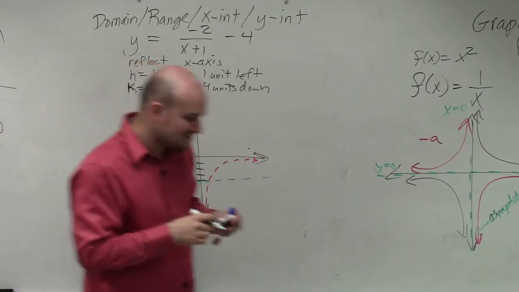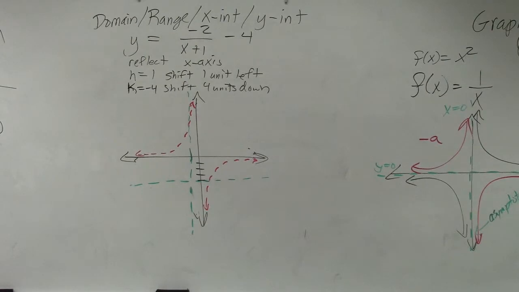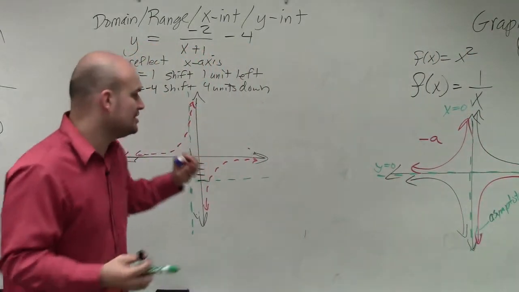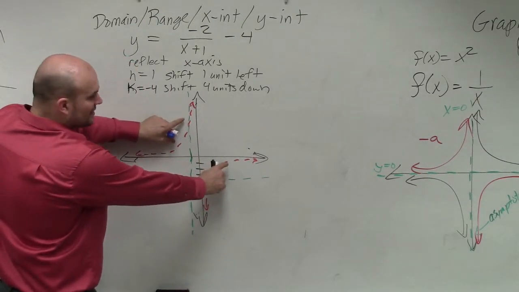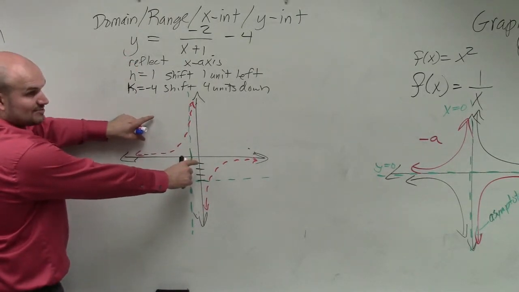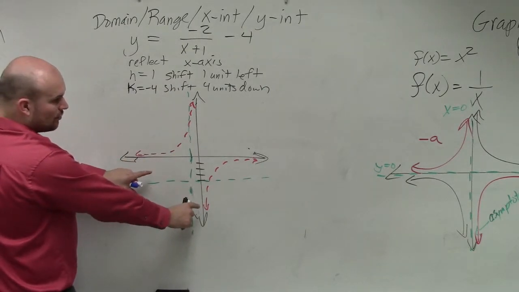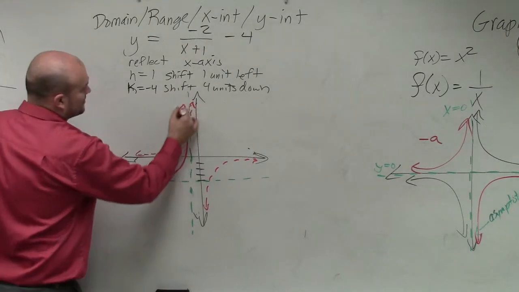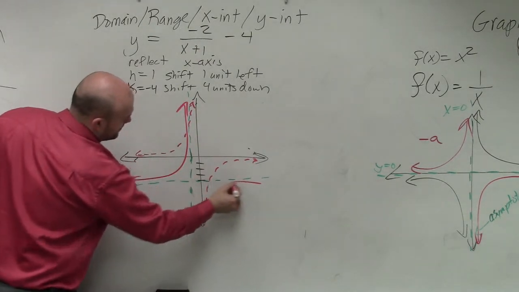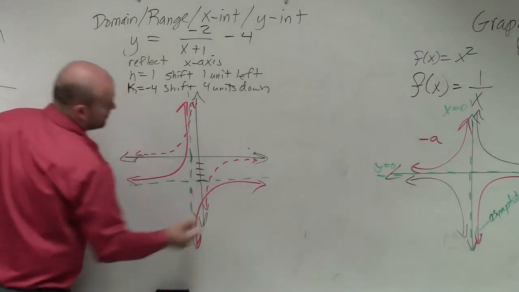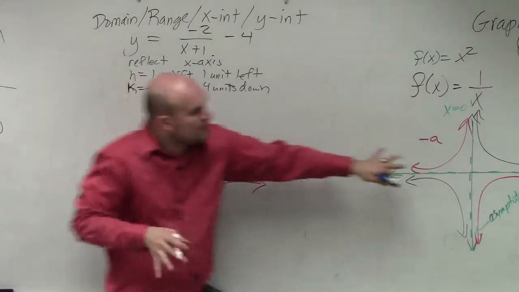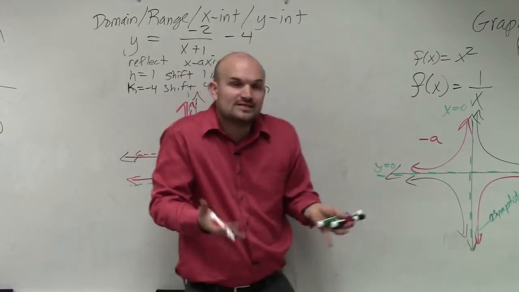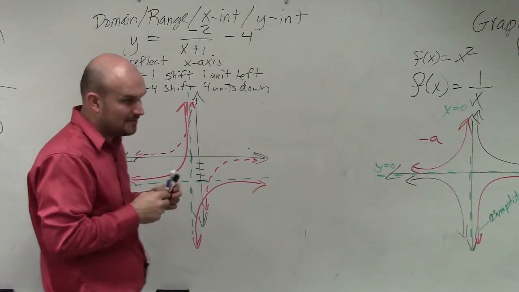What I want you guys to see is that originally I graphed the red ones just with the reflection, without shifting. Now I'm going to take this red graph and shift it so it matches the vertical asymptote, and then shift it down so it matches the horizontal asymptote. And when I do that, I obtain a graph that looks something like this. So it's this red graph shifted 1 unit to the left and shifted 4 units down. And the reason why we did that is because of our values of h and k.